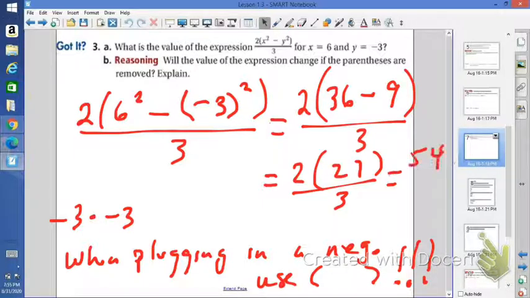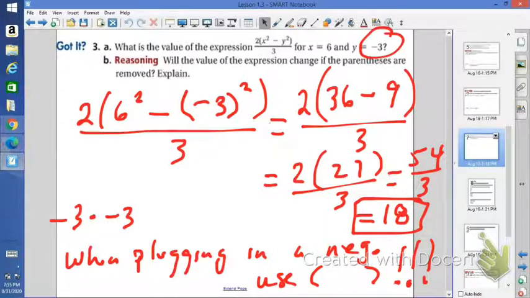So 54 over 3. So 54 divided by 3. The final answer is 18. Okay, so super important when I plugged in the negative 3 for y, because what I was plugging in was a negative, I put it in parentheses.